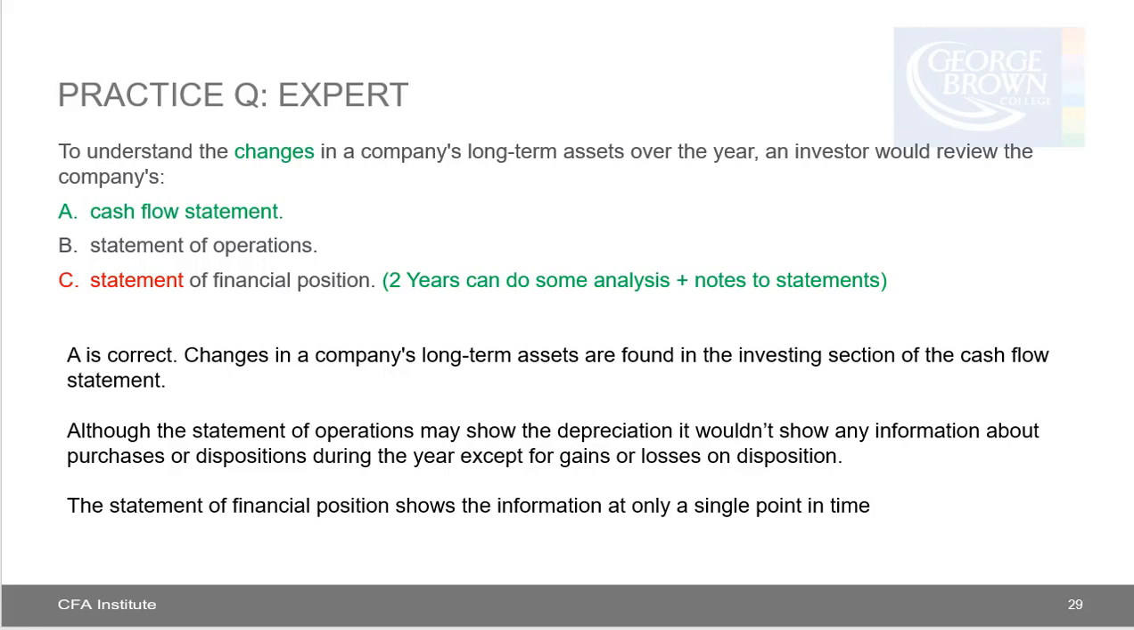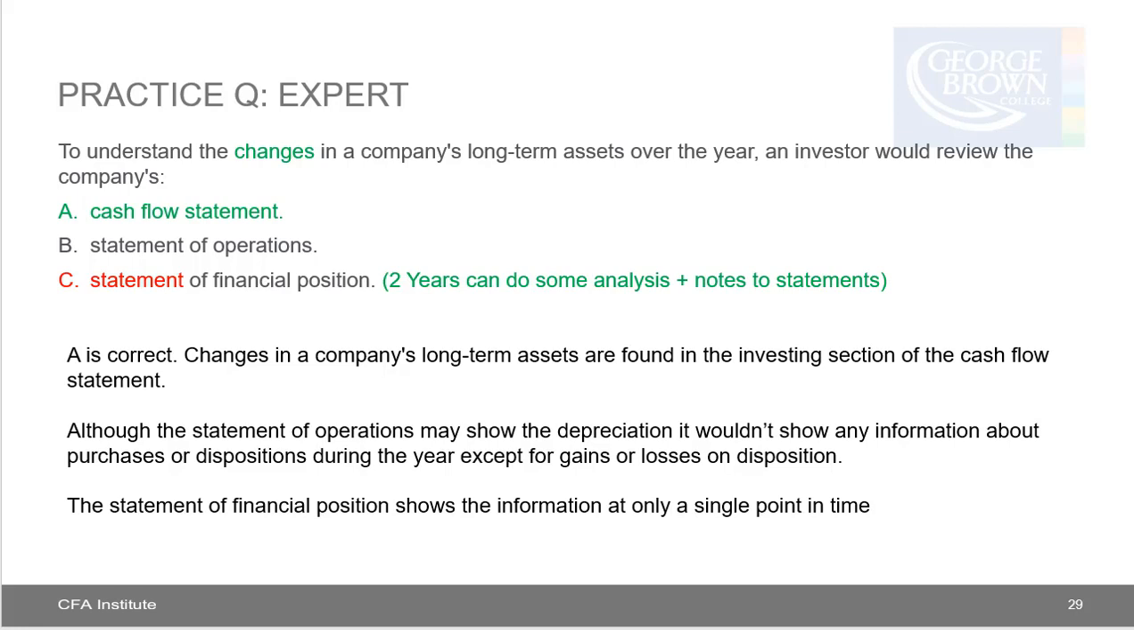It's showing the snapshot. Okay, with 2 years, yes, you can do some analysis and look at the notes to the statements. But if you're just looking at the statement of financial position or the balance sheet, you will not see the changes over the year, okay? The statement of financial position is only a single point in time. So that's the one thing. Maybe some people might have thought, oh, long-term assets, that's on the balance sheet, I'm going to look at C.